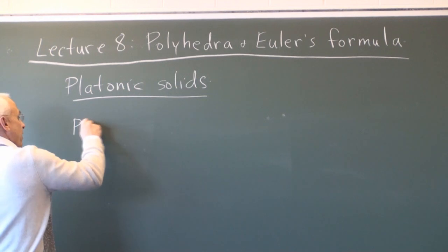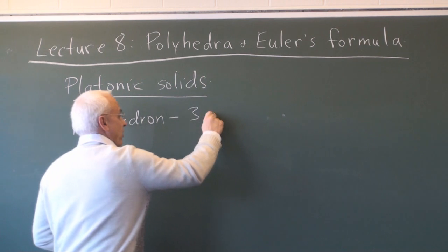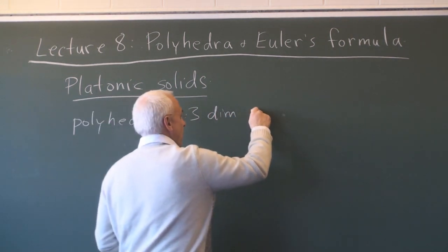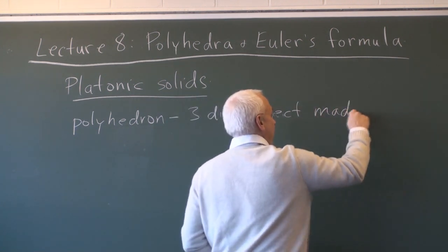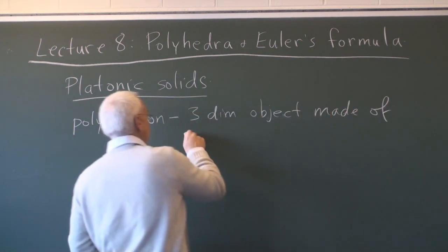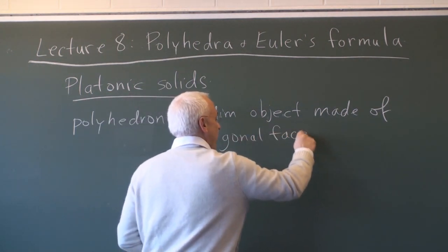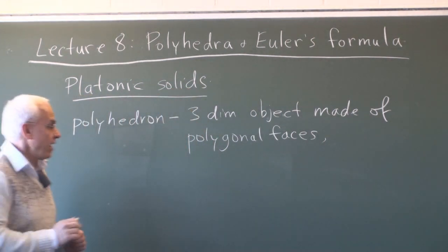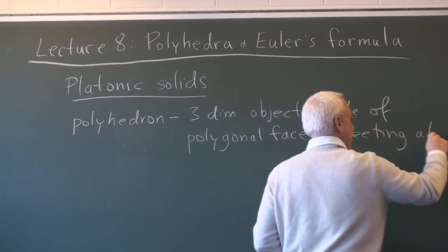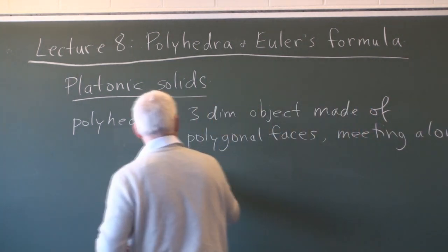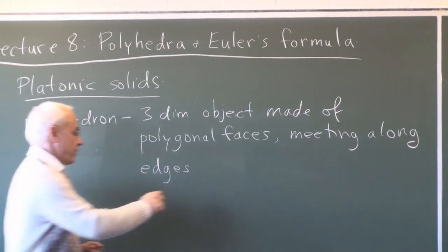So a polyhedra, or a polyhedron, is a 3-dimensional object made of polygonal faces, where the faces meet two at a time along edges, or perhaps at a vertex.